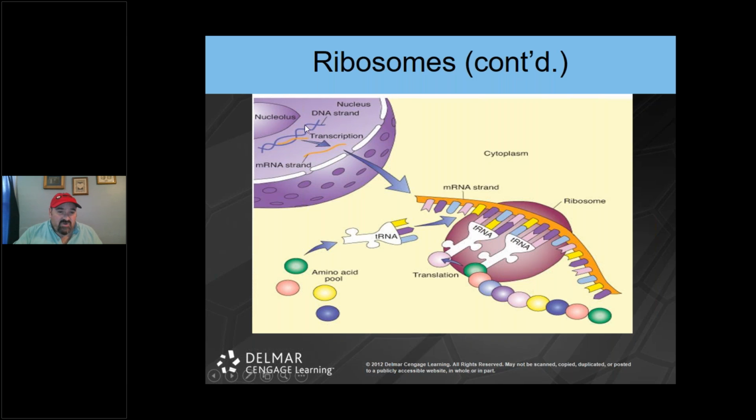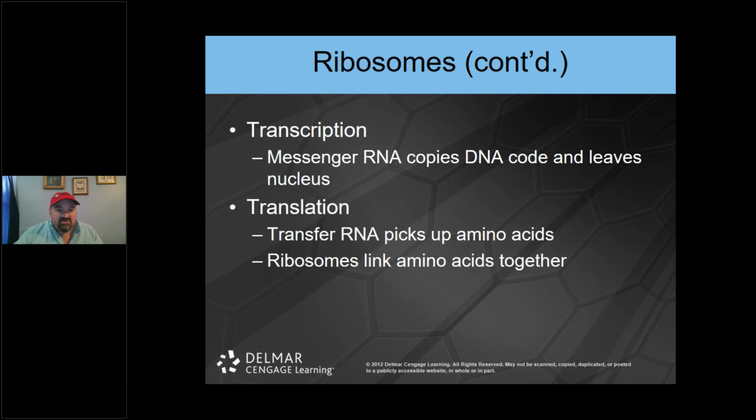So again, transcription takes place here. We're transcribing information from DNA to RNA. We're translating the message, using these two different types of RNA, to produce this chain of amino acids. So transcription takes place in the nucleus, translation takes place in the cytoplasm, outside of the nucleus, but still within the cell.